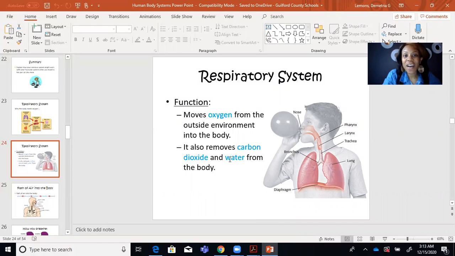Well, you might have already guessed. The function of the respiratory system is to move oxygen from the outside environment in the atmosphere into the body and remove carbon dioxide and water from the body. That's the goal of the respiratory system, okay?